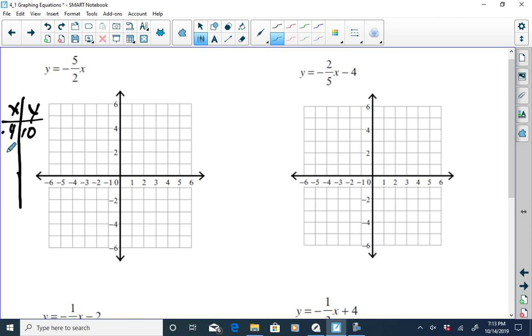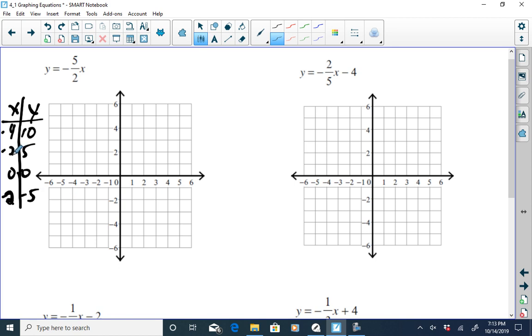So let me try something a little smaller. Instead of negative 4, let's try negative 2. Negative 5 times negative 2 is positive 10. Positive 10 divided by 2, that's going to be 5. So that's going to fit on my graph. We know 0: if the input's 0, negative 5 halves times 0, the output's going to be 0. So let's do a positive 2 as my input. Negative 5 halves times 2, that's negative 5 times positive 2, that's negative 10. Negative 10 divided by 2 is going to be negative 5.